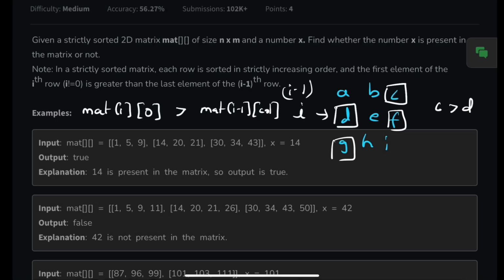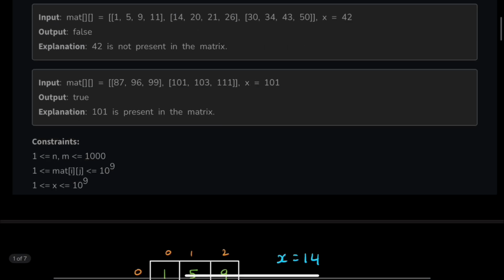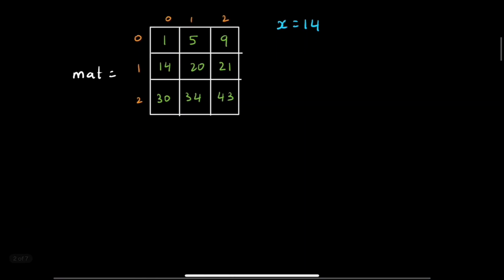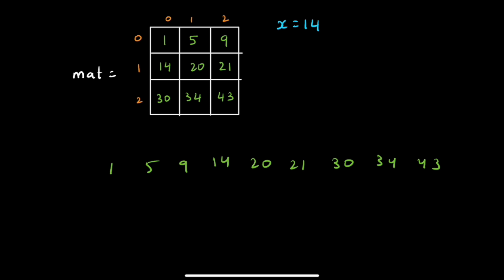So in the problem description, it is clearly said that each row is sorted in strictly increasing order, right? So if we see the visual representation, if we flatten this matrix, how does it look? 1, then 5, 9, 14, 20, 21, 30, 34, 40. Right. So this is the array that we generated. And if we properly do the indexing, it will be 0, 1, 2, 3, 4, 5, 6, 7, 8. Now, finding this target inside this 1D array is very easy, right? We can simply use binary search.